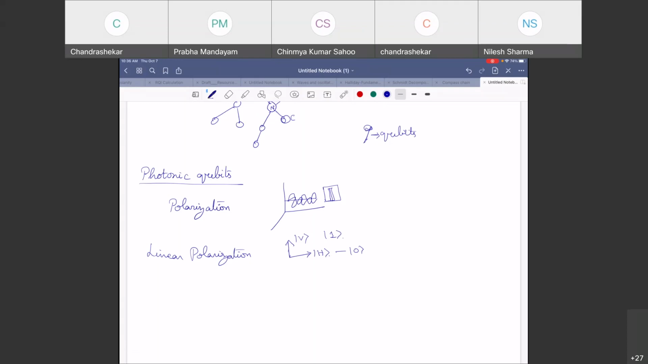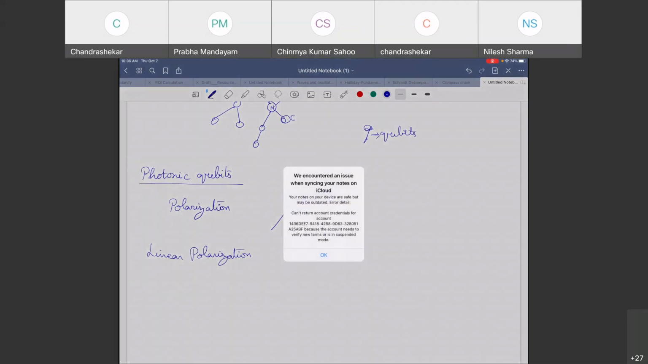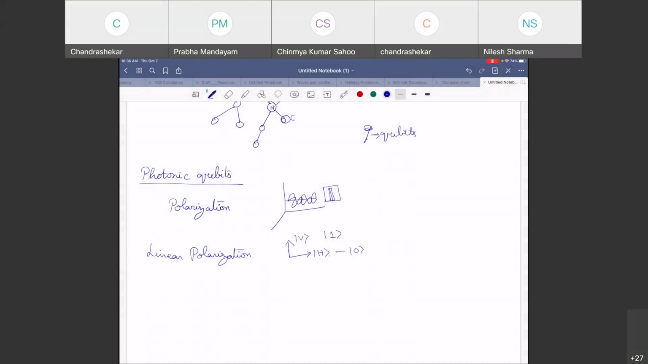And the other possible thing is you can use the diagonal or anti-diagonal polarization. That is, when this is the axis, you can use the diagonal or anti-diagonal part of the polarization. So that is another set of polarization.